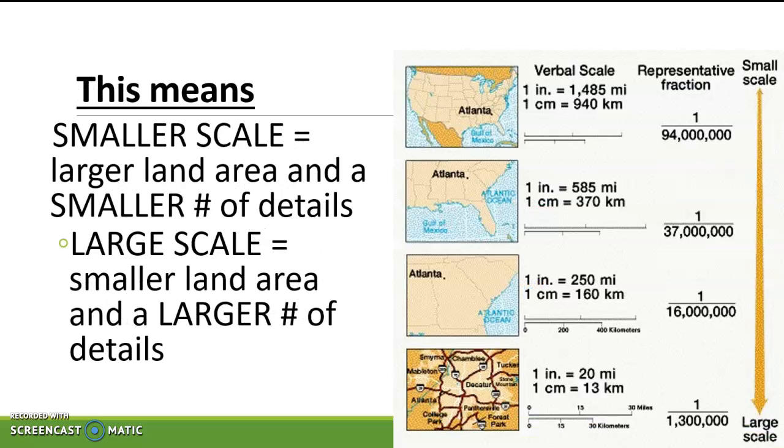All right, this will make it hopefully much clearer to you. Smaller scale equals larger land area and a smaller number of details. Large scale equals smaller land area, larger number of details. If you think about it in fraction form, that's the best way to gauge that because you know what a larger fraction is and a smaller fraction is. But when you write it as a ratio, people often associate the large with the larger number versus the smaller number. So I don't mean to confuse you, but I think you'll get it.